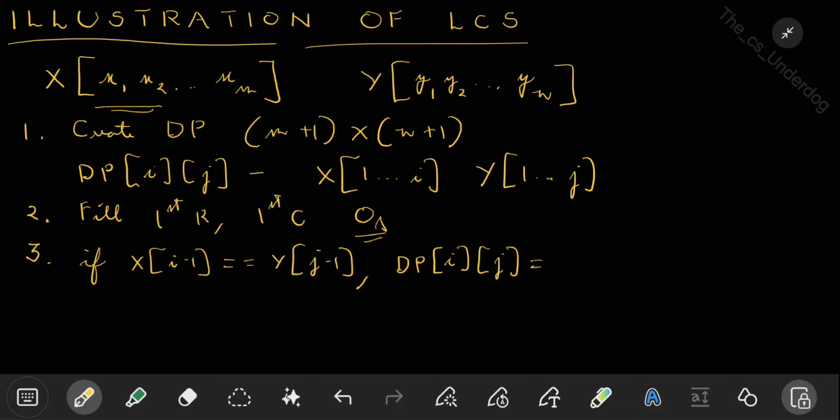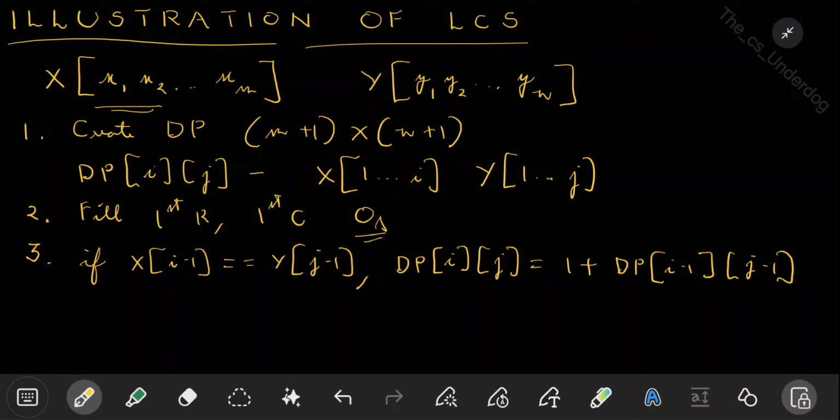This will be equal to 1 plus, because you matched, you are increasing the length of subsequence by 1 plus whatever is the longest subsequence using one letter short from string X and one letter short from string Y. So that can be represented as dp of i minus 1, j minus 1. So this is how you represent this case.